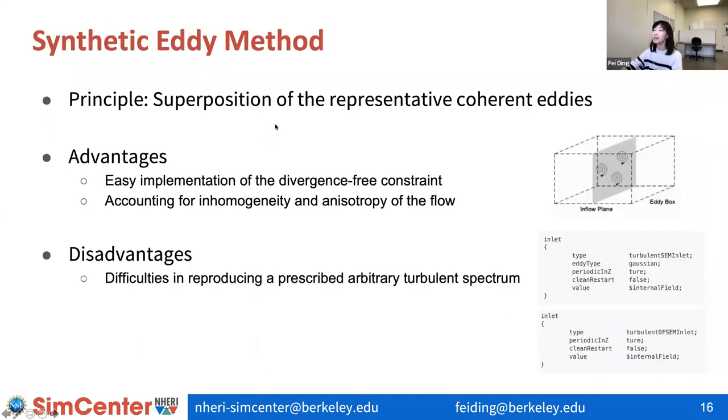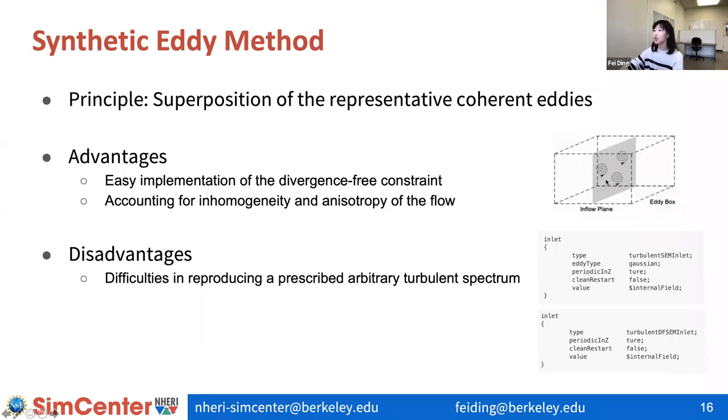So the second method is the synthetic eddy method. It's based on the superposition of the representative coherent eddies. So the flow is assumed to consist of randomly generated turbulent eddies with different sizes. The turbulent eddies can be generated through the shape function in the synthetic eddy method, and the shape function is related to the coherence function in space.